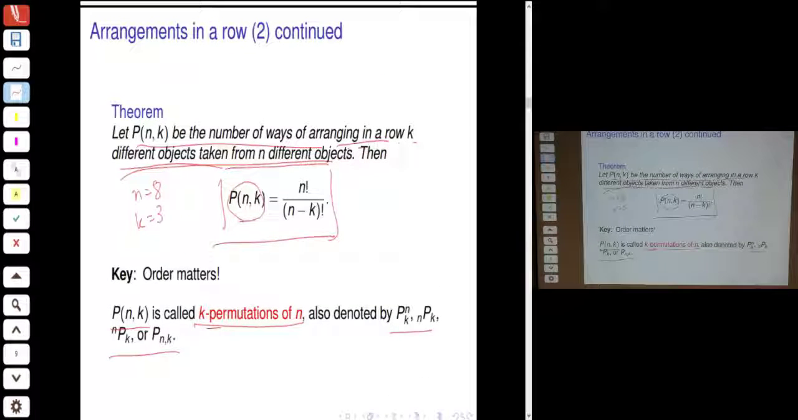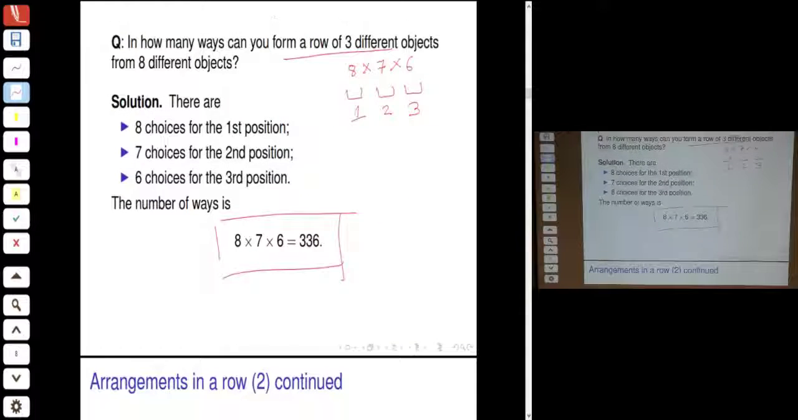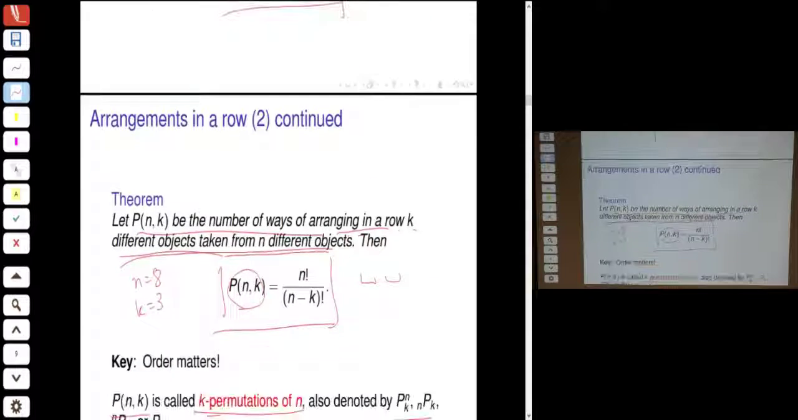So how many ways of doing this are there? So here is what we are going to do. We have already solved this problem when n was 8 and k was 3. So what we are going to do is use the same logic. We will deploy the same logic in the general case for general n and general k.